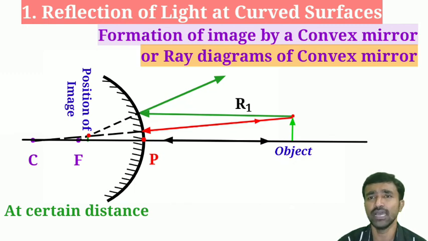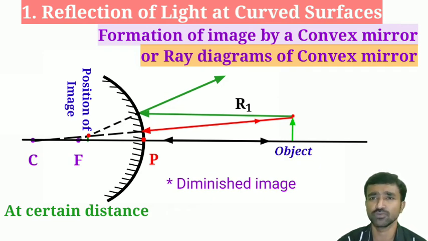Compare that image height with the object height. Always the image height is smaller than the object height. So that image is said to be a diminished image. With a convex mirror, always you will get a diminished image.